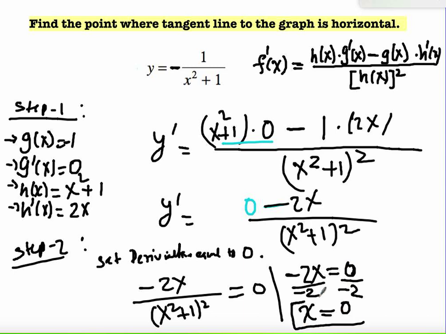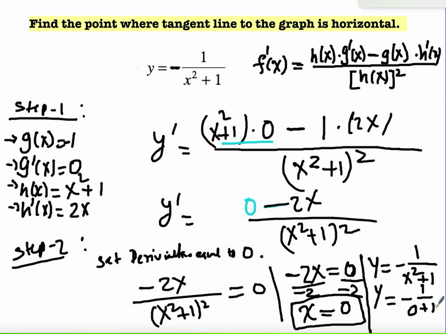This is the x coordinate of the point. Now to find the y coordinate of the point where the tangent line is horizontal, all we have to do is take this x and plug it into y. So let's do that. Our y is negative 1 over x squared plus 1. If we plug in 0 for x, it's negative 1 over 0 squared, which is 0, plus 1. And this simplifies down to negative 1 on the top over 1, which is negative 1. So our y coordinate is negative 1.